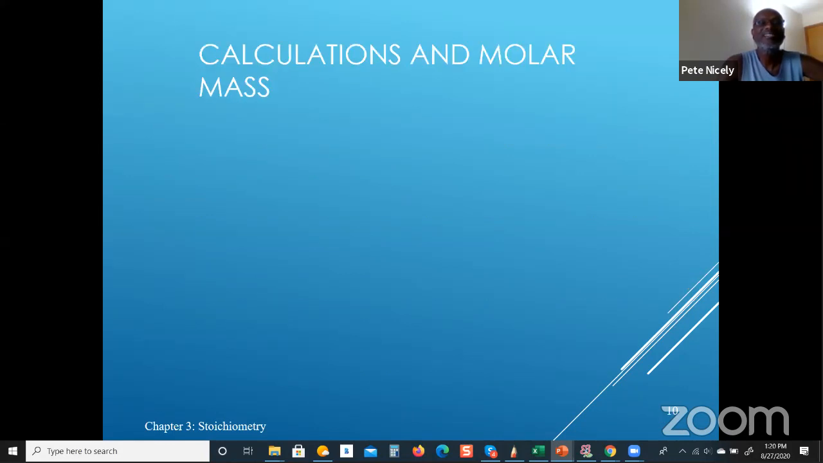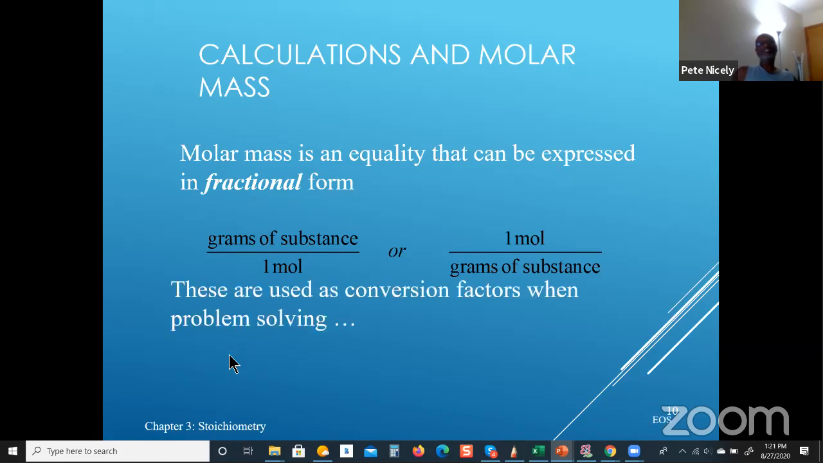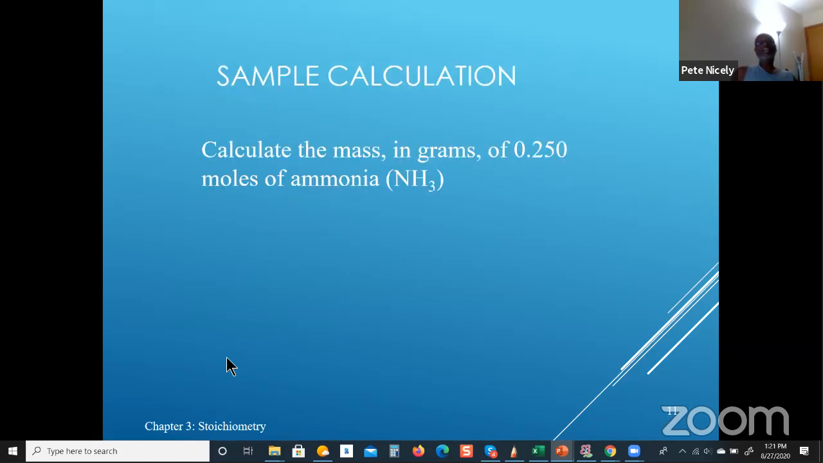So how do we do calculations involving molar mass? Well, sometimes you're asked to find the mass of a substance if you're given the moles, or vice versa. And therefore, what you can do is express the molar mass as a conversion factor like this. You can have it expressed as the mass in grams of a substance over 1 mole, or the other way around. And of course, which one you're going to use depends on the type of conversion that you're trying to achieve.